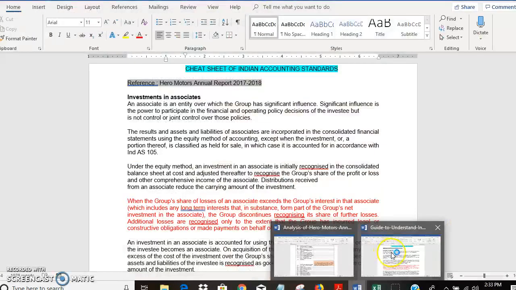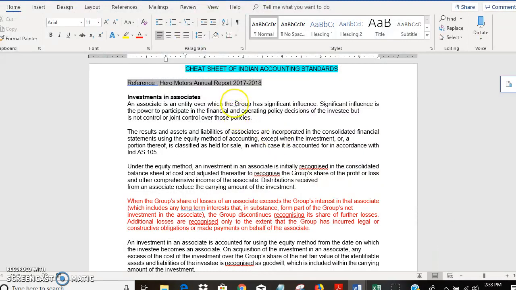Now, what the accounting rule states is that an associate is an entity over which the group has significant influence and power. The results and assets and liabilities are incorporated using the equity method of accounting, except when the investment is classified as held for sale, in which case there is a different rule. Under the equity method, an associate is initially recognized in the balance sheet at cost and adjusted thereafter to recognize the group's share of profit or loss and other comprehensive income of the associate. I'll explain in very plain English what it means.